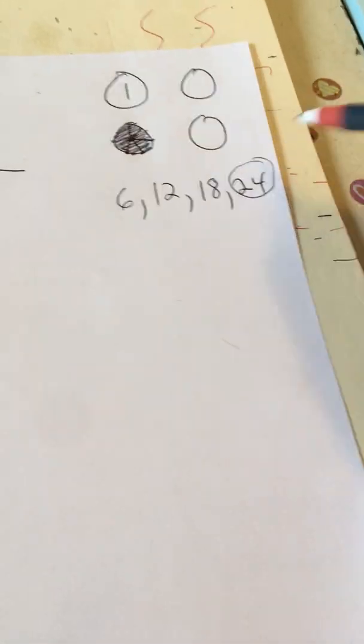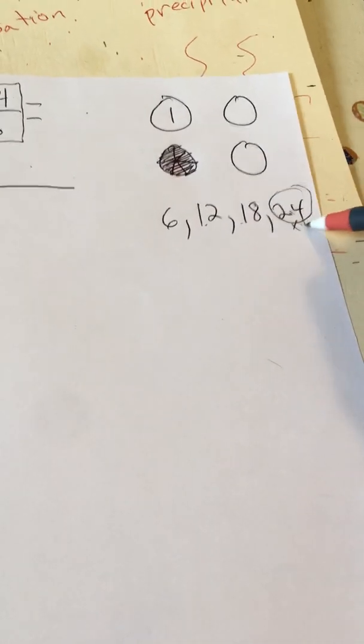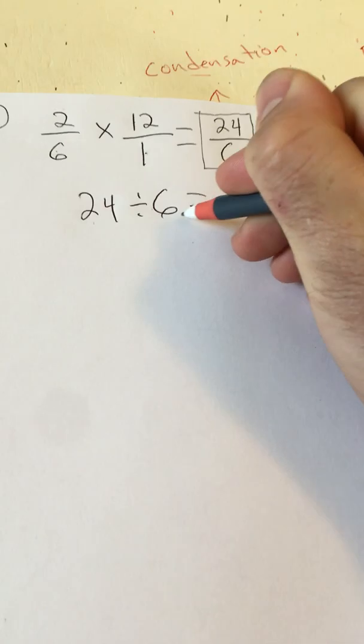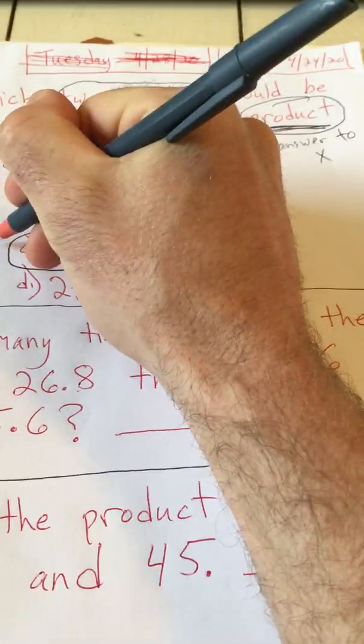And look, we get to 24. So that's 6 times 1, 6 times 2, 6 times 3, 6 times 4. So 4 times 6 is 24. The answer to this problem is 4. Let's see if 4 is one of our options. Yes, it is. So C is correct. That is one of our options.